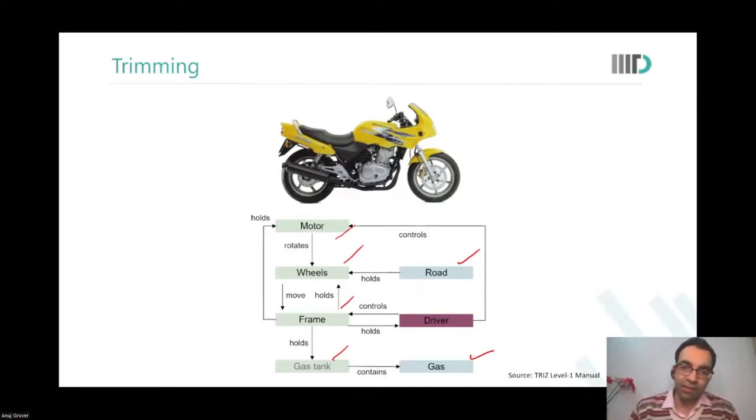Then we look at the gas tank. Can I remove the gas tank? See, gas tank is performing only one function, which is holding the gas. Do you think some other component in the engineering system can do that function? Holding the gas? I can probably reassign that function to the frame. And then I can trim the gas tank.